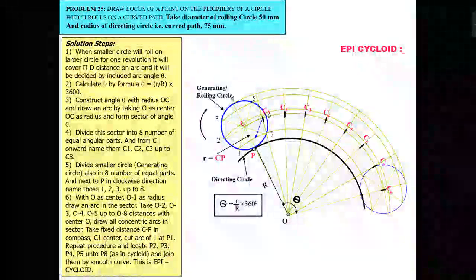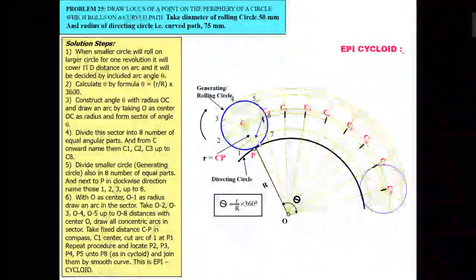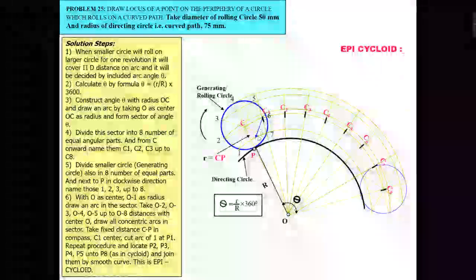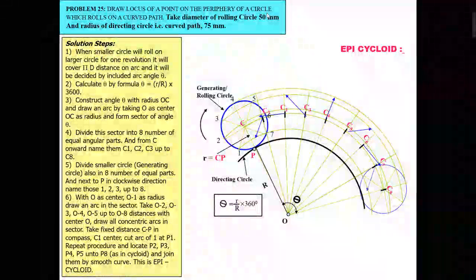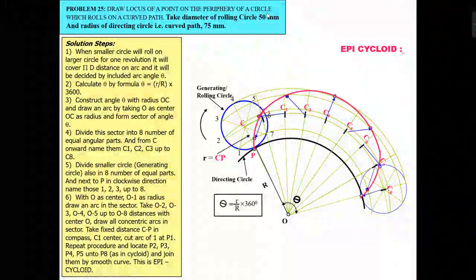And now you have to cut the arc on the first arc that is passing through 1 and 7, on the left side of the circle center point. This arc length is nothing but the radius r, that is 25 mm. In a similar way you can mark all these points and join all these points with the help of a French curve. So this is your epicycloid.